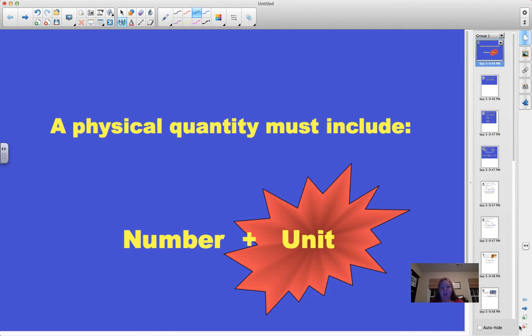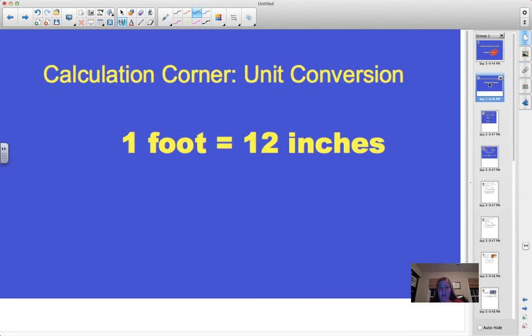So this one we consider unit cancellation, other times known as dimensional analysis, and I've even heard these called train tracks in the past. So what we're going to do today here is just look at some different unit conversions.